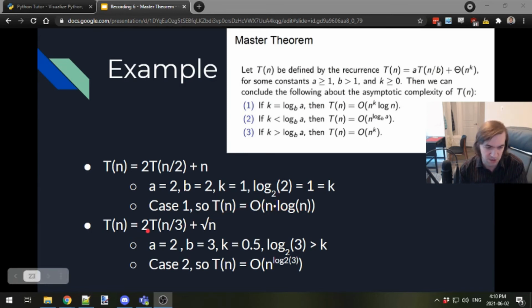Okay, next option, 2T(n/3) + root n. So what do we have here? a is 2, b is 3, k is 0.5, this is a square root. And bear in mind, these don't have to be integers, right? k can definitely be a fraction, that's fine. Now, log base 3 of 2 is bigger than a half. So this term is actually larger, which means we have the second case. k is smaller than log base b of a. So that means that the runtime of this would be T(n) is big O of n to the log base 3 of 2, which is 0.6 something.